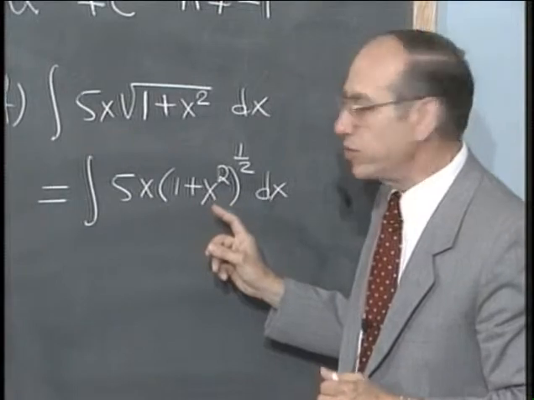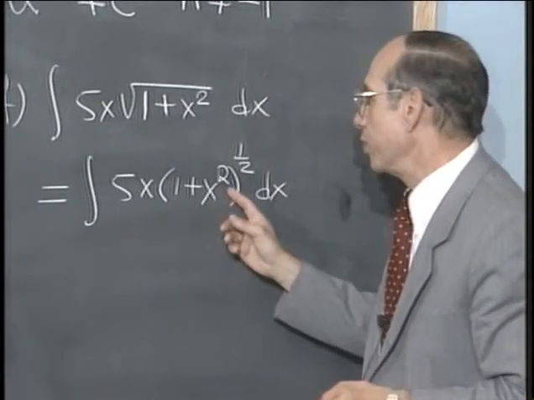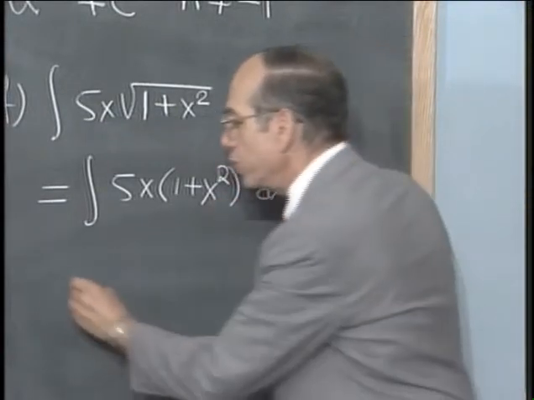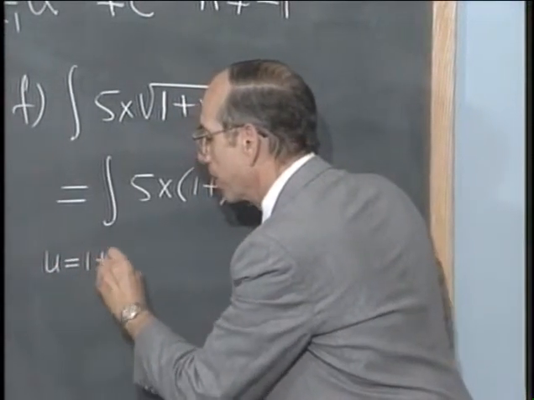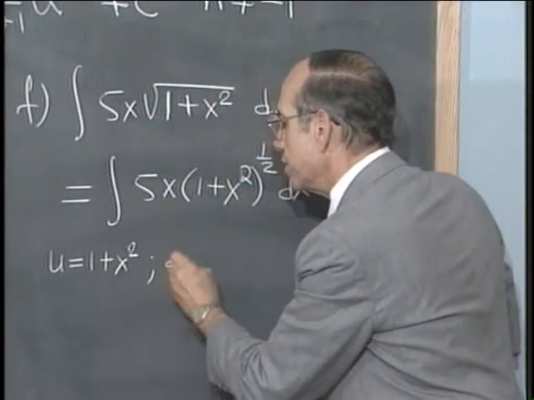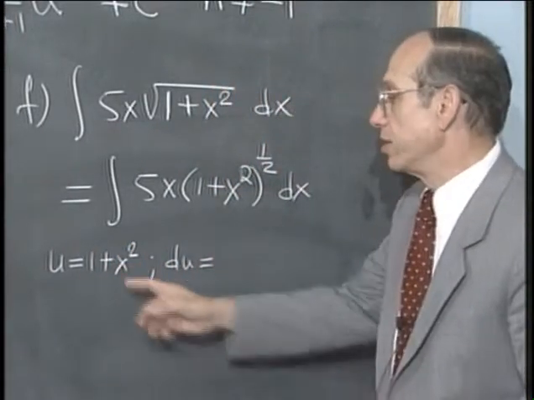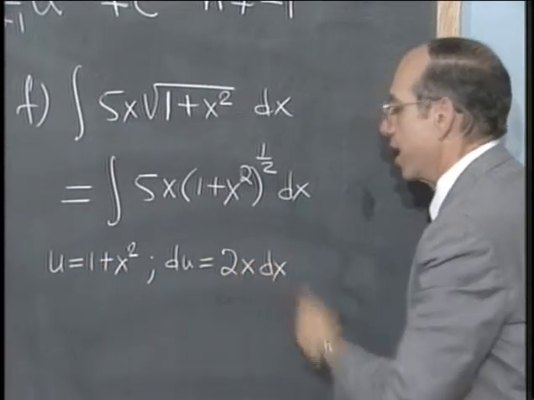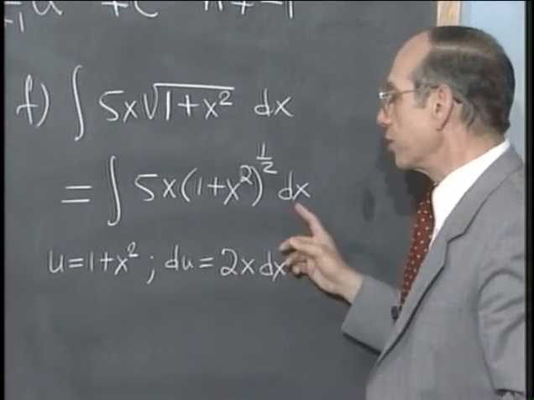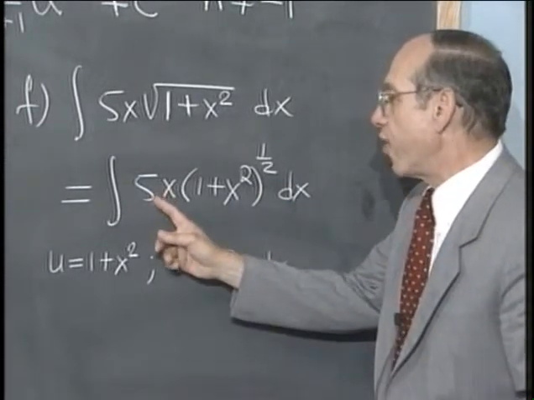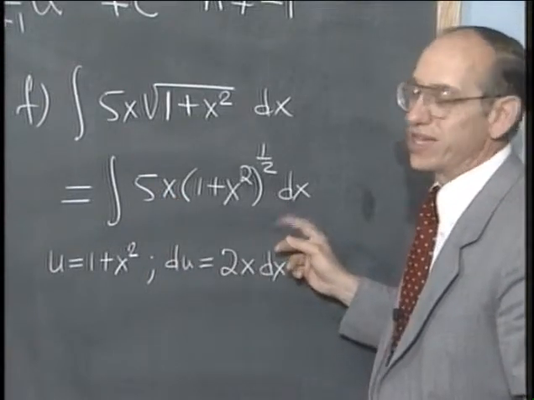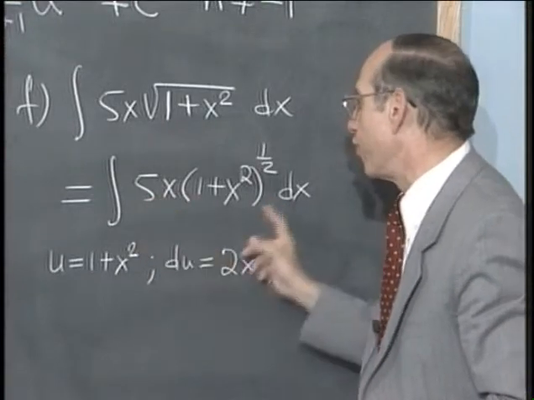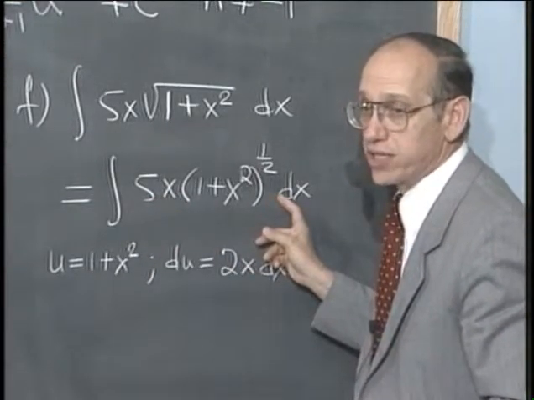Now, if I want to do that, what am I going to have to call u? I'm going to have to let u be 1 plus x squared. If I let u be 1 plus x squared, then du is going to have to be what? The derivative of this is 2x times dx. Well, let's go back and look at the integral. I have a 5 times x times dx. I can bring it over here, right? I can multiply things in any order. So I can bring the 5x over here. I don't really want 5x, I want 2x.